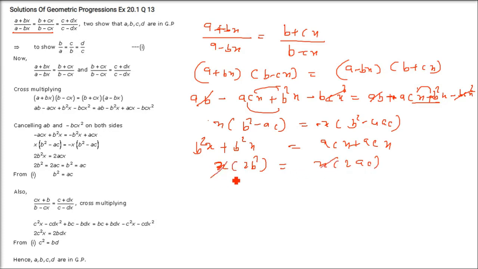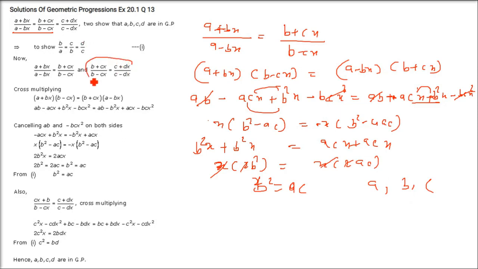Now cancel X on both sides. What do you get? And cancel 2 also. You get B square equals AC. What does that mean? This means A, B, C are in GP. A, B, C are in GP. Now this is the first part.